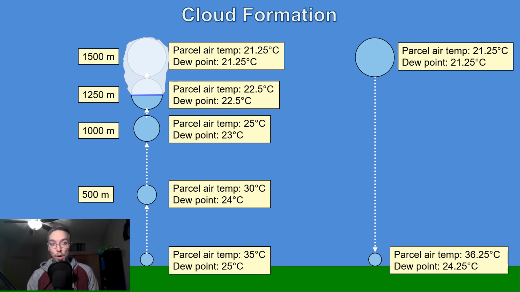All right, so we dropped 1,500 meters from 1,500 to 0. So you're adding 15 degrees Celsius to your temperature. So our air parcel temperature will rise to 36.25 degrees Celsius. And our dew point will also rise somewhat, about 3 degrees Celsius for that 1,500 meter drop, to about 24.25 degrees Celsius. So there we've done our first little foray into adiabatic processes.